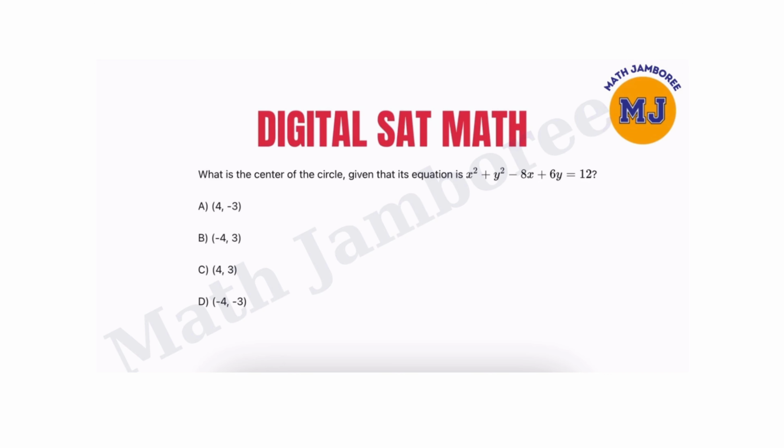Today we're going to talk about circles and how to complete them to a perfect square. Let's start right away. What is the center of the circle given that its equation is x squared plus y squared minus 8x plus 6y equals 12? So right now, there's an equation of the circle, which is (x minus h) squared plus (y minus k) squared equals r squared, which is the radius.